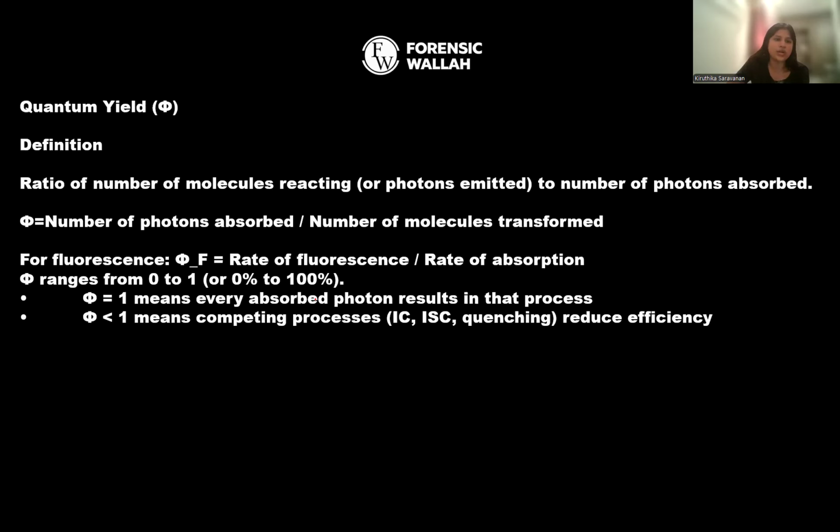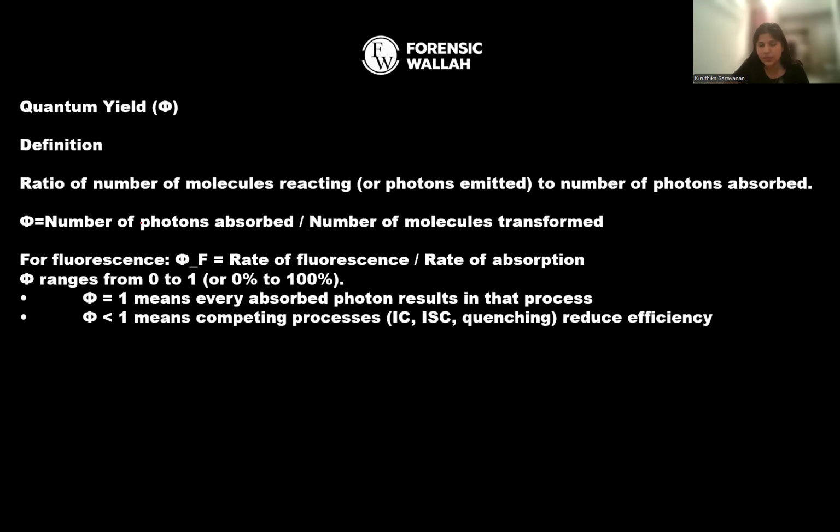Now coming to another important topic, that is quantum yield. The definition is the ratio of the number of molecules that are reacting to the number of photons that are absorbed. So the ratio between these two is called quantum yield. It is the number of molecules that are transformed, or how much they are doing a photochemical reaction, relative to the photons absorbed. What is the yield of that particular reaction because of the absorption of the photon?